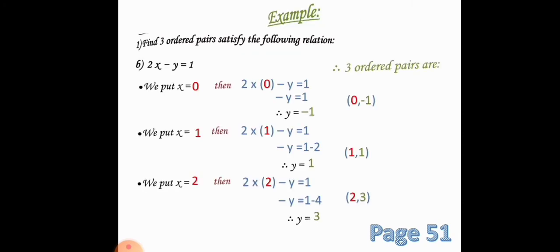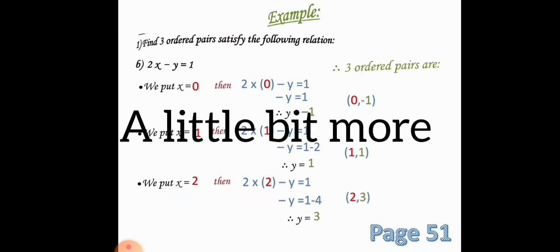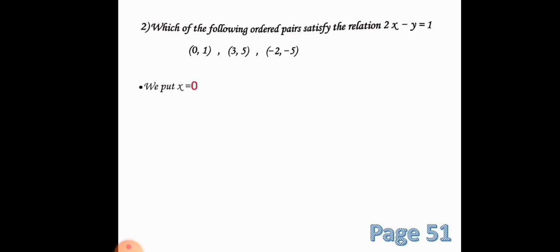So when I substitute for x equals 0 as in the ordered pair, I will multiply 2 by 0 minus y equals 1. So I replaced the x in the relation with the value which is 0 in the first ordered pair to see what will be the value of y. If it's equal to 1 as in the ordered pair, then we say the point satisfies the relation. If it's any other number but 1, then we say it doesn't satisfy the relation.